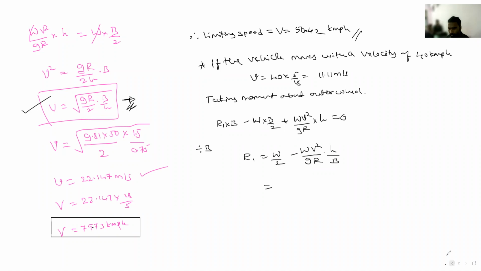Substitute it all. What is the value of W in the problem? 15 kilonewton. Okay. 15 divided by 2 minus 15 into this V, small v it is, meter per second. How much is it? 11.1. You have to take this very, very carefully. Don't consider the limiting one. Whatever you are providing, you are not supposed to take that. He is asking for the velocity of the 40 kmph car. Divided by 9.81 into R. R is 50, into H is equal to 0.75, divided by B is equal to 1.5 meters. So calculate the value of R1.